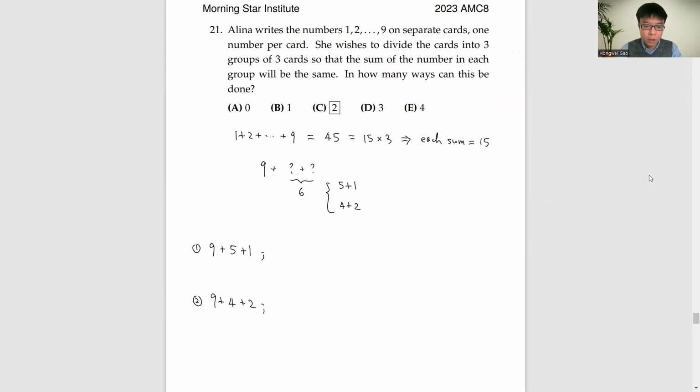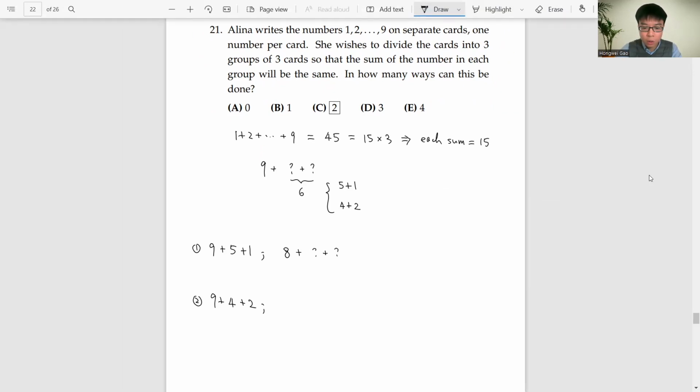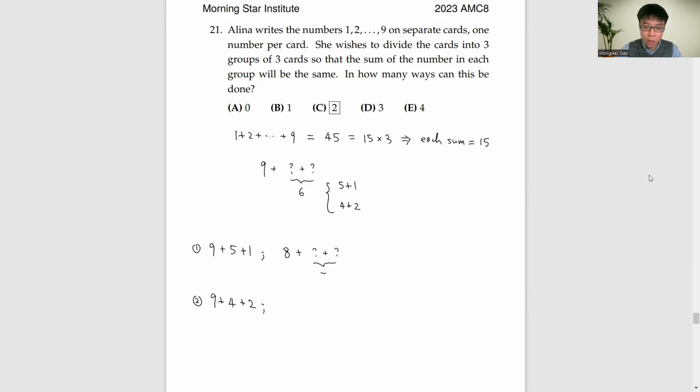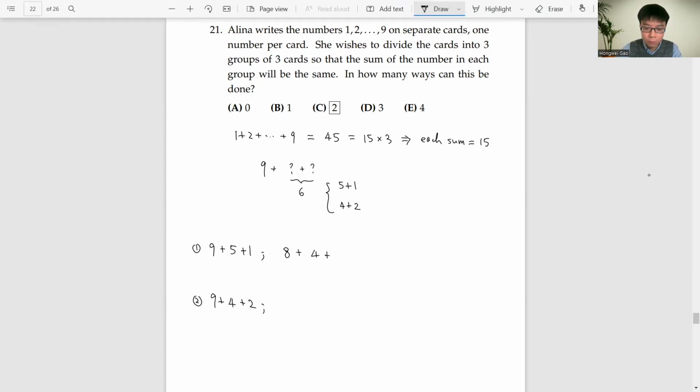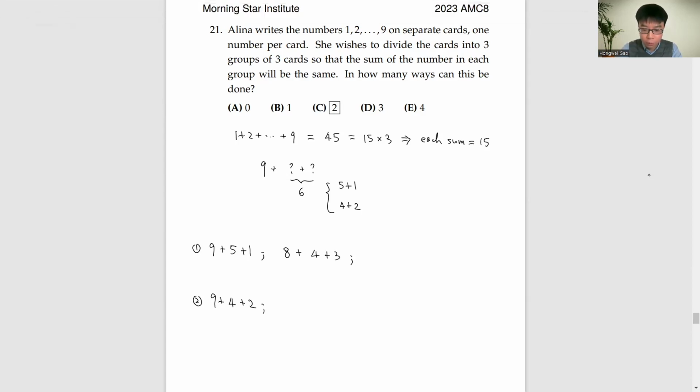Now, for the first scenario, 9 plus 5 plus 1, next we consider the second largest number, 8. So 8 plus 2 numbers should be 15. So these two numbers sum up to 7. All right, for the remaining numbers, we can only have one choice, that is 4 plus 3. So we only have 4 plus 3. And the third group will be 7 plus 6 plus 2.